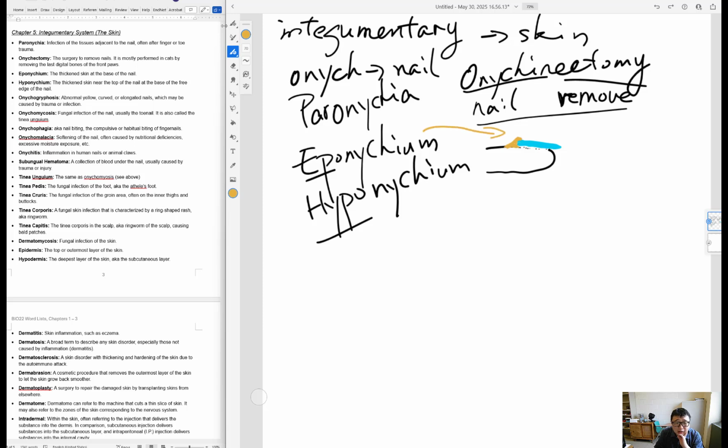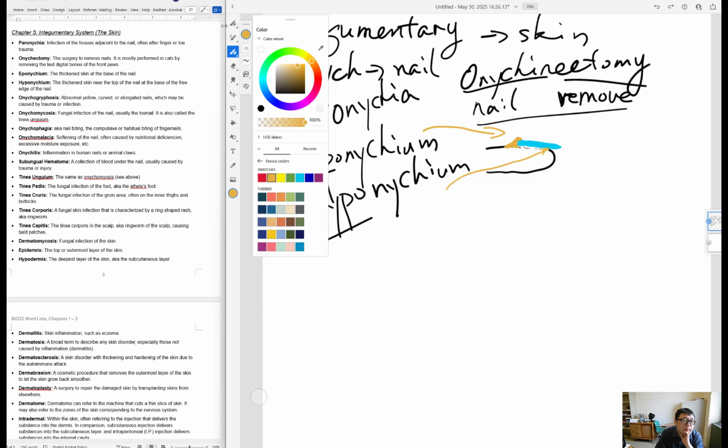And what is the hyponychium? It's right here, right at the base of the free edge of the nail. This is also a seal. So this nail is sealed by the hyponychium. Okay, this is the next one.